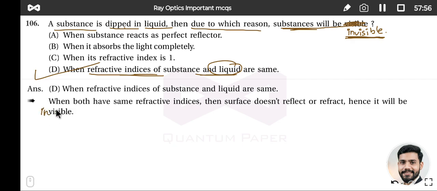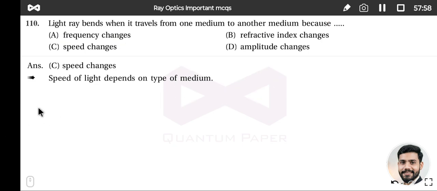Next question. Light ray bends when it travels from one medium to another medium. Why is it bending? Because its speed is changing. So the correct answer is speed is changing. Look at the next question.